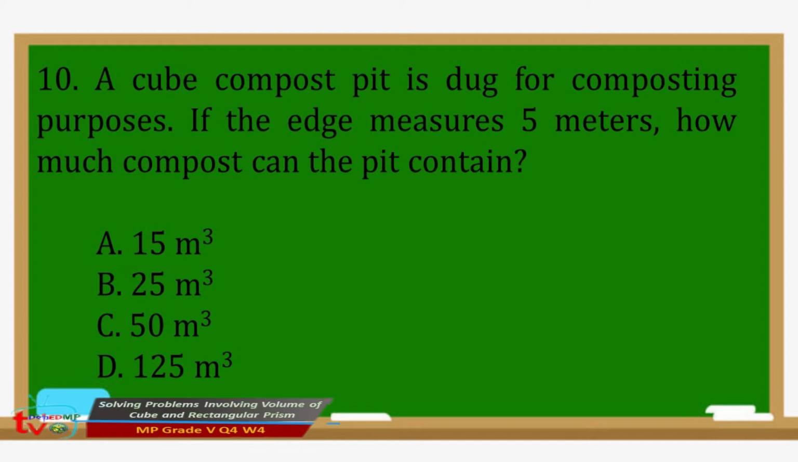Question number 10. A cube compost pit is dug for composting purposes. If the edge measures 5 meters, how much compost can the pit contain? A. 15 cubic meters. B. 25 cubic meters. C. 50 cubic meters. D. 125 cubic meters. You may now check your answers.